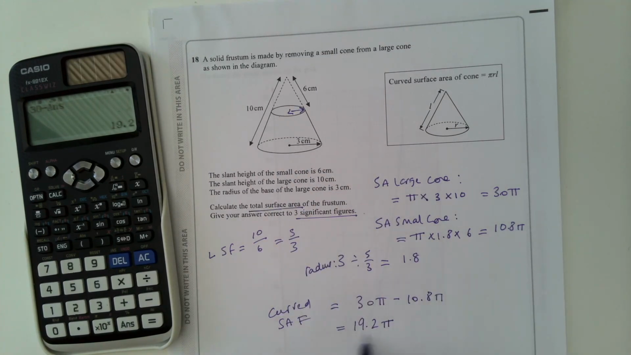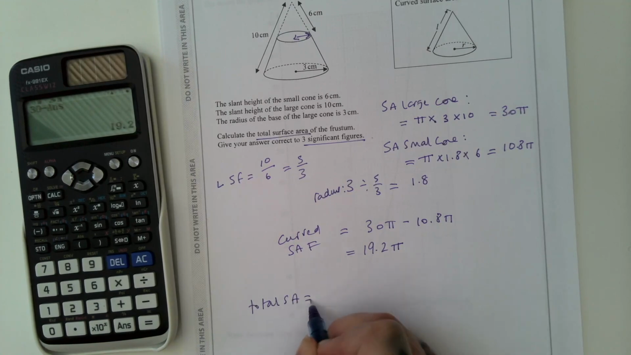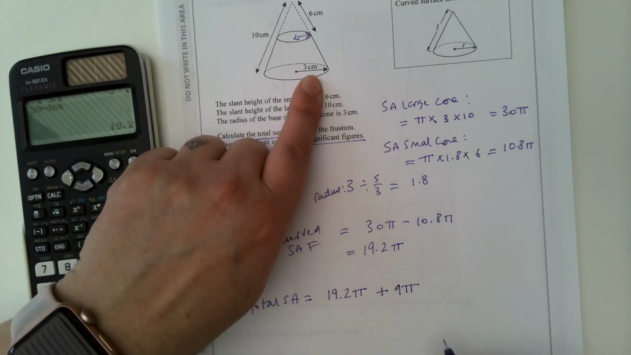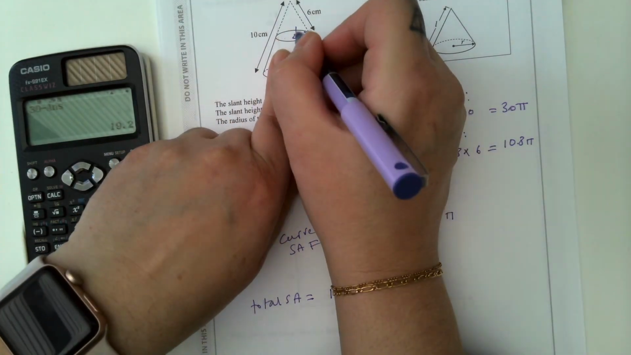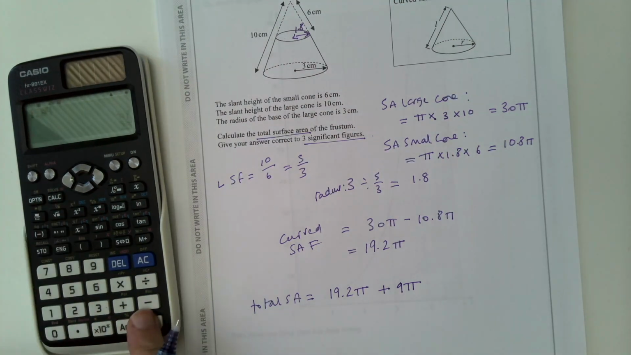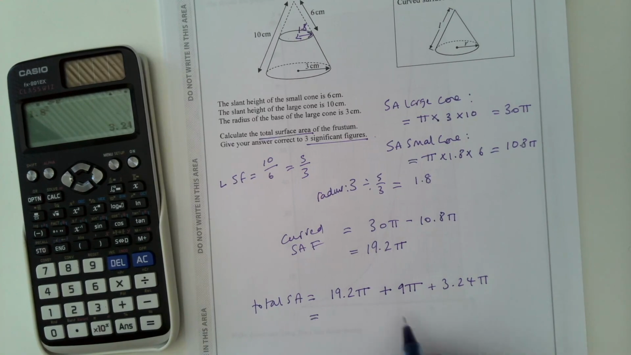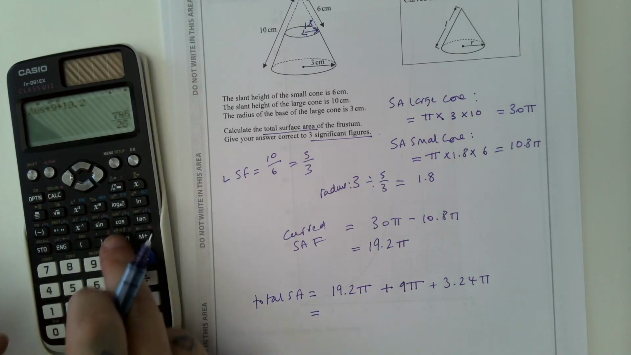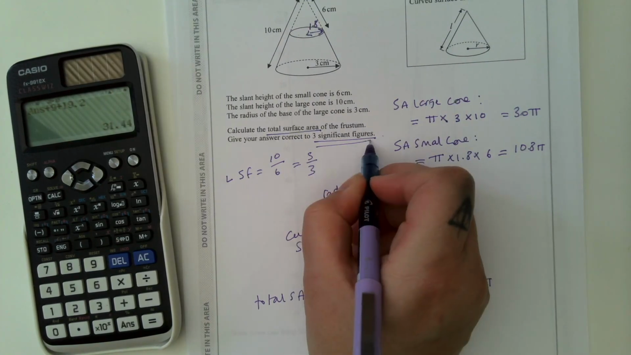But for the total surface area of the frustum, I need the area of this circle and the area of this circle, then I need to add it to this. So actually the total surface area is 19.2 pi, add 9 pi, because it's pi r squared for the area of this circle. And then this, we said this was 1.8, so 1.8 squared is 3.24 pi. So we've got 3.24 plus 9 plus 19.2. So we have 31.44 pi.